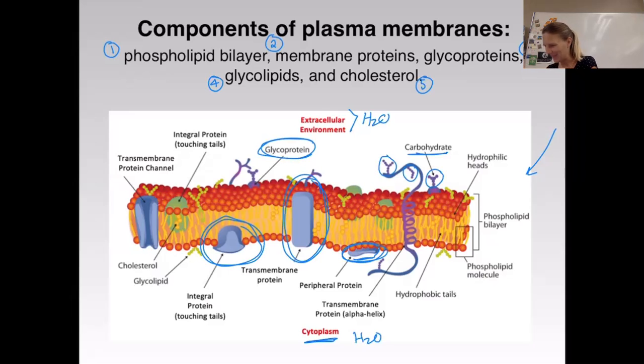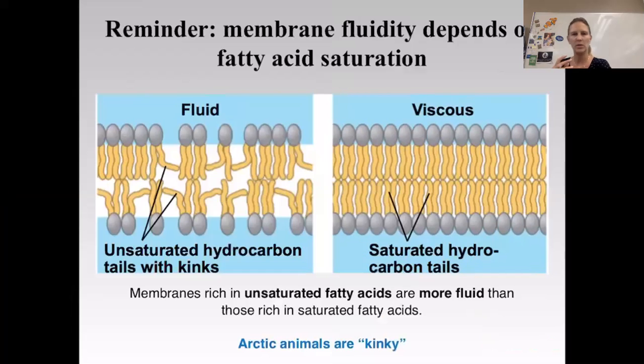A glycolipid, rather, where the lipid itself has these carbohydrates, right? So the phospholipids themselves have been modified with carbohydrates. And then lastly, we have cholesterol, which you can see embedded within. It kind of intercalates, or inserts itself, within the hydrophobic tails. So let's go through each of those.